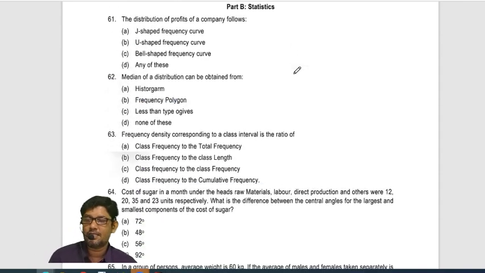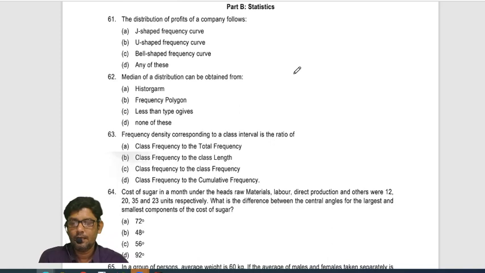Shall we start with statistics now? Guys, sir, statistics, I'm very good. So please don't think like that. See, I'm telling you again, your savior is mathematics, not even statistics or logical reasoning. First you remember it.